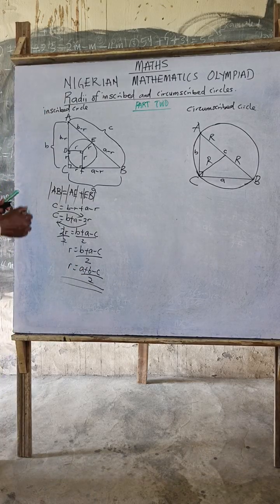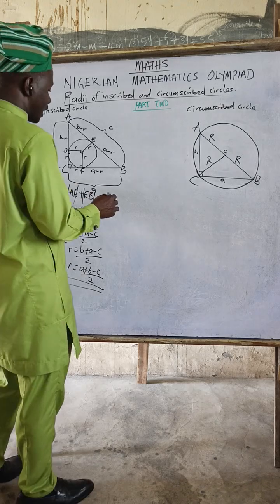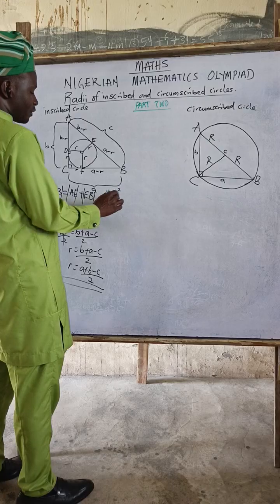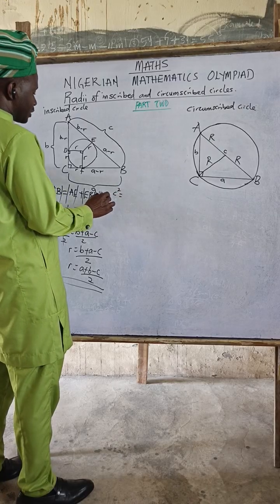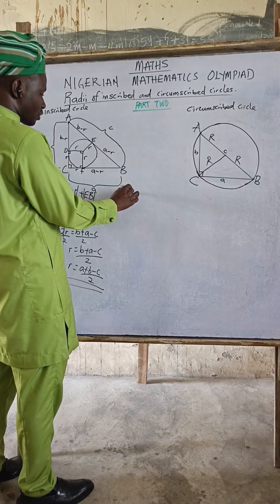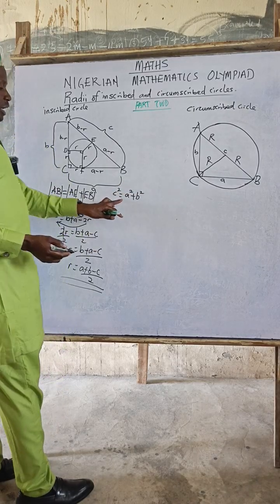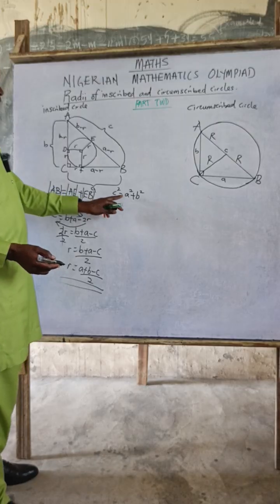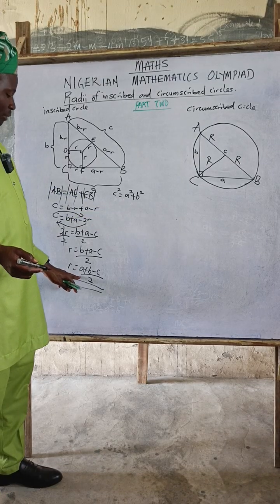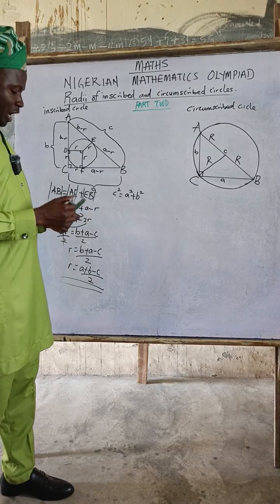When we are given the lengths of the sides, to check whether the triangle is right angled, you can simply take the square of the longest side and compare it with the sum of the squares of the other two sides. If the square of the longest side is equal to the sum of the squares of the other two sides, then the triangle is a right angle triangle. If this equality holds, then you are expected to apply this formula to determine the radius of the inscribed circle.